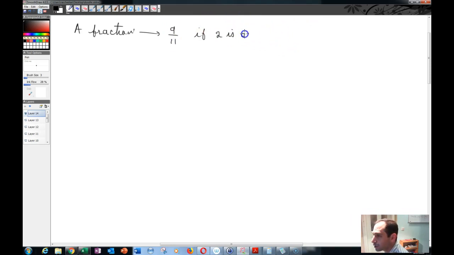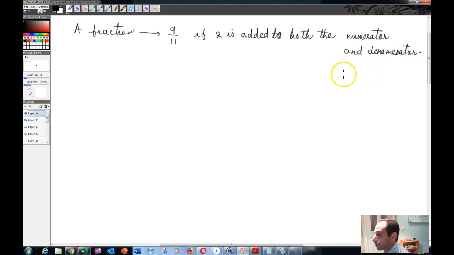If 2 is added to both the numerator and denominator, okay, and then the same fraction becomes 5 to 6 if 3 is added to both the numerator and the denominator.